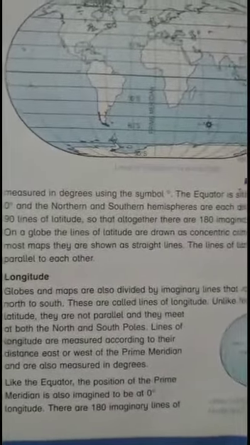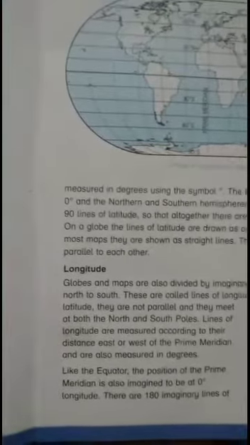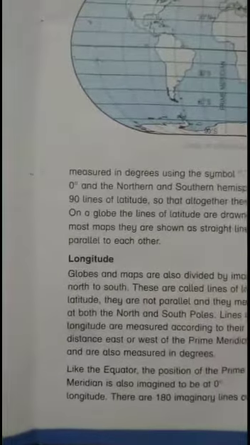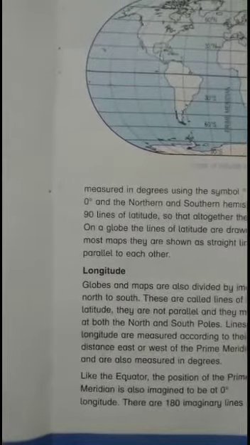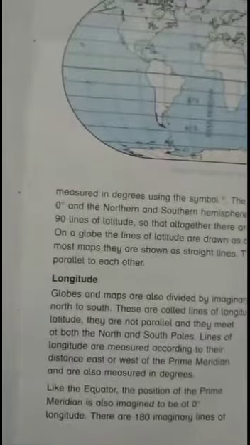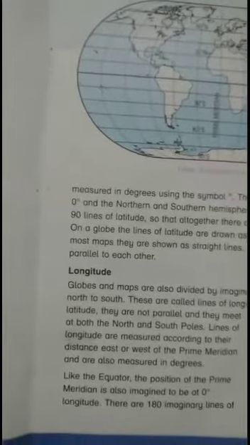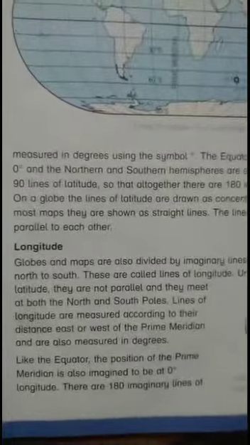Students, come to the next page, page number 25. Our next heading is longitude. These are the imaginary lines that run from north to south on the globe and meet at the north and south poles.